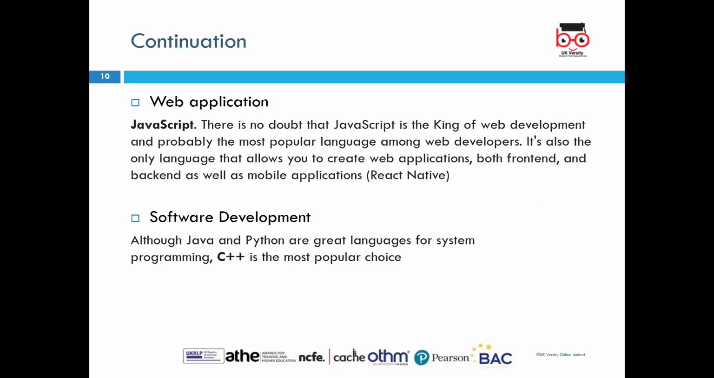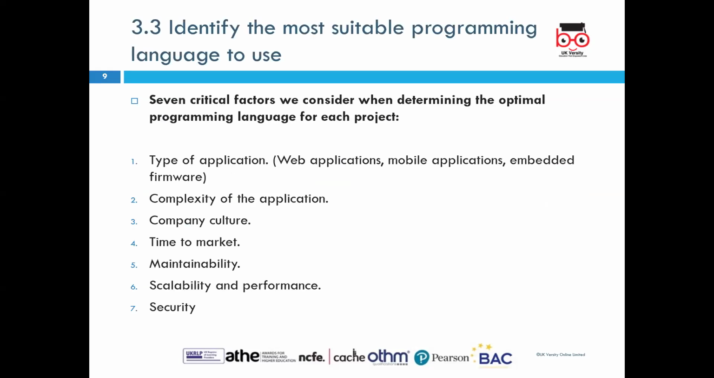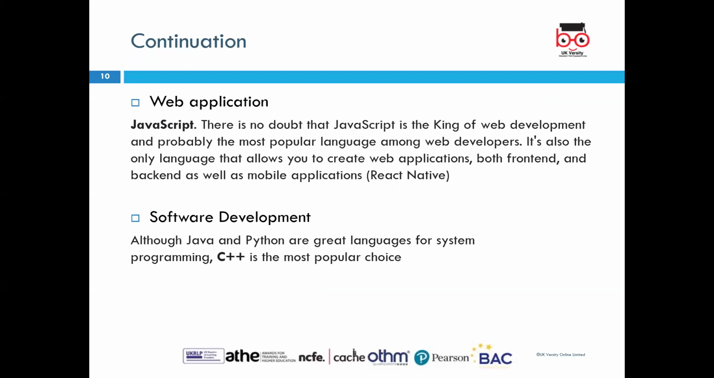Now we're going to identify the most suitable programming languages and their uses, by the type of applications that we already know: web applications, mobile applications, systems applications, and so on. So now we're going to identify some of these criteria and look into them.